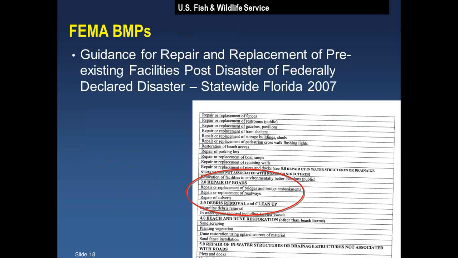We also have a statewide consultation with FEMA that's come up with a lot of BMPs for when you're doing your emergency repair work. That's also on our website. I think they're in the process of updating that. Is that right, Sean? Okay. There's 2 of them. They're in the process of updating one.